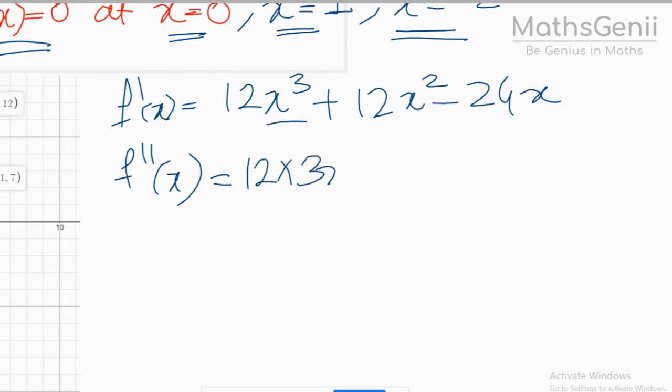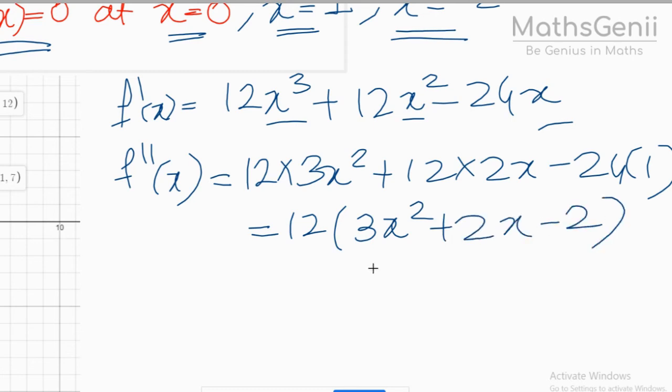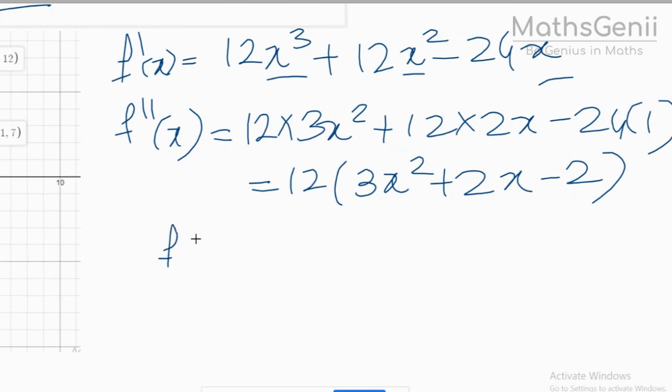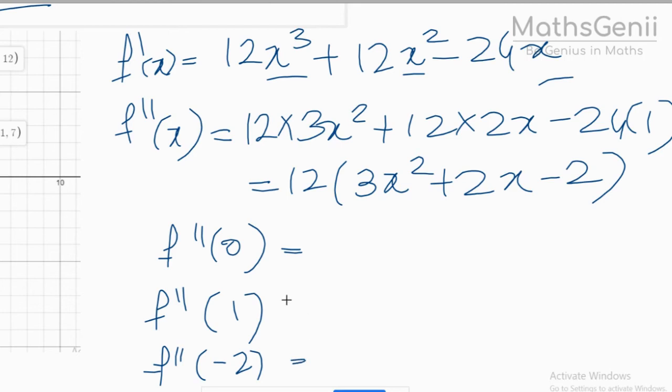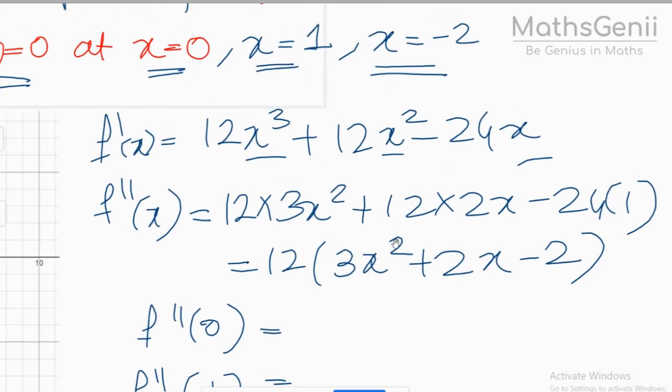So x cube derivative 3x square, x square derivative 2x minus 24, x derivative is 1. Correct. Again, I can take something common here. I can take 12 as common. What remains is 3x square plus 2x minus 2. Okay. Now I had gotten three values, 0, 1 and minus 2. So I'm going to substitute 0, and then 1, and then minus 2. So this is my step where I have found double dash of x and substitute the points.